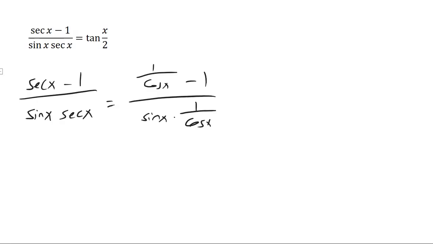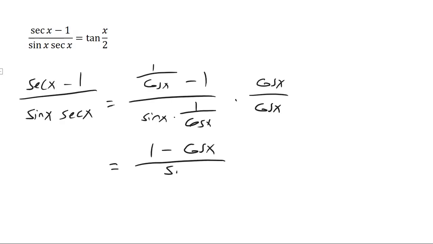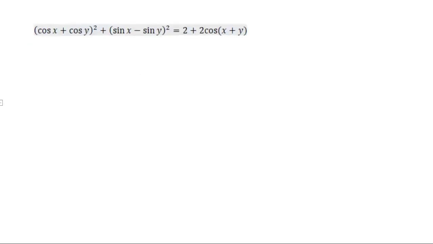So what if now we multiply by cosine x on the top and the bottom? Then we would get 1 minus cosine x over sine x. Okay? And this is the identity for tangent x over 2. This is equivalent. And we're done. This was pretty simple. All right, next.